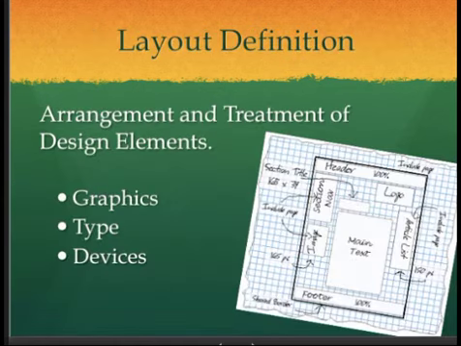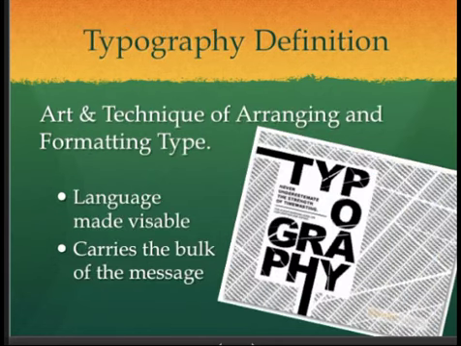Now, we defined layout, and that basically is graphics, type, and other devices that are arranged in a certain way that forms a unified presentation. Everything looks like it's in place. We also defined what typography was, and it's just basically keystrokes that are formatted, and then those letter forms and other type characters are further manipulated to convey both visual and verbal information, mostly verbal information, of course, which is the bulk of any message.